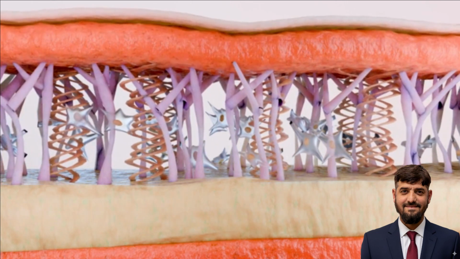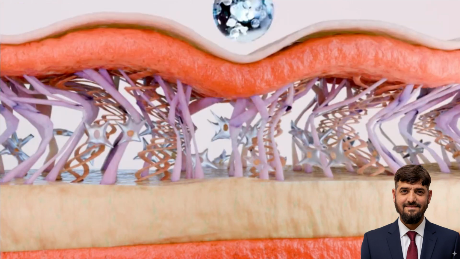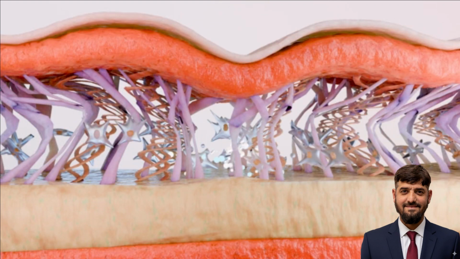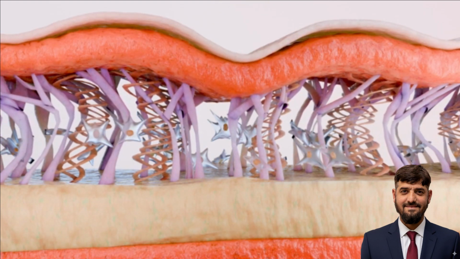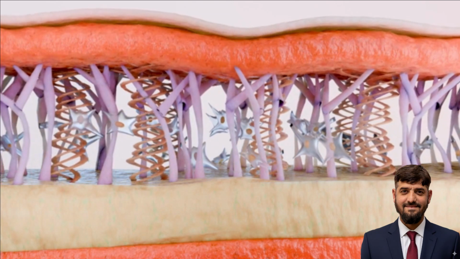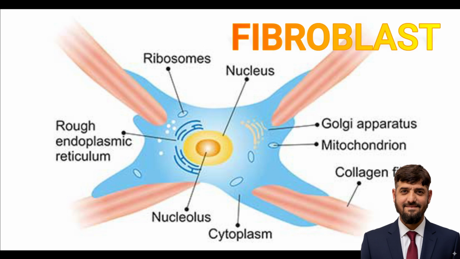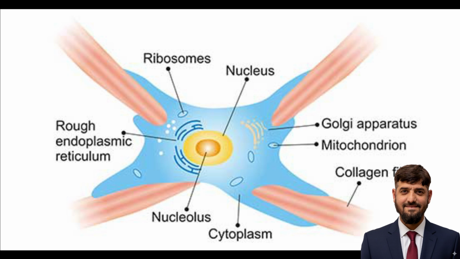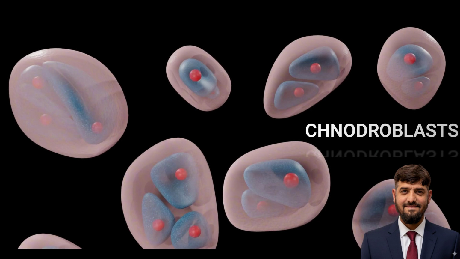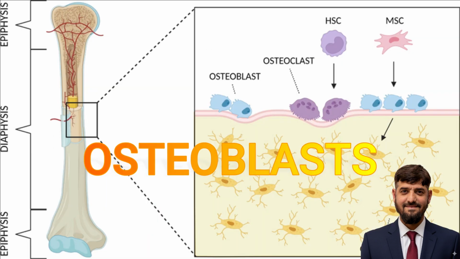An important point to be understood is that ECM components are not produced randomly. They are synthesized and secreted by connective tissue cells. In most connective tissues, the principal cells responsible for ECM synthesis is fibroblast. In specialized connective tissues, this role is taken over by chondroblast in cartilage, osteoblast in bone. Thus, the composition of the extracellular matrix varies depending on the type of connective tissue and the cells involved.